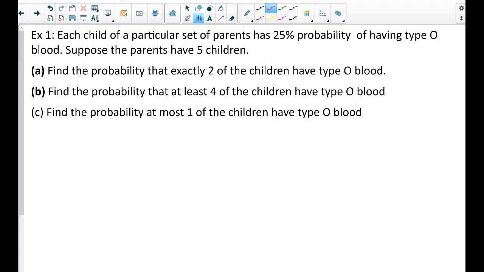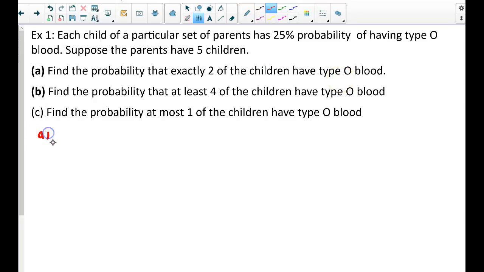So let's actually apply a binomial distribution formula to one of these problems. Each child of a particular set of parents has a 25% chance of having type O blood. Suppose the parents have 5 children. Find the probability that exactly 2 of the children have type O blood.